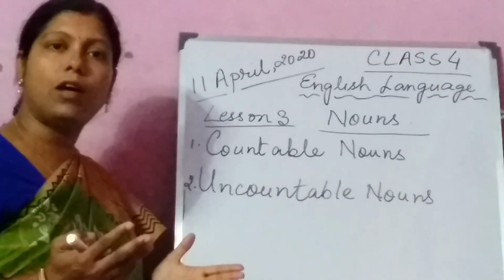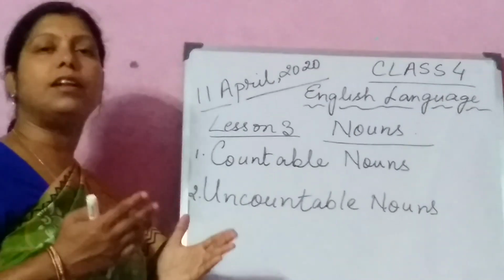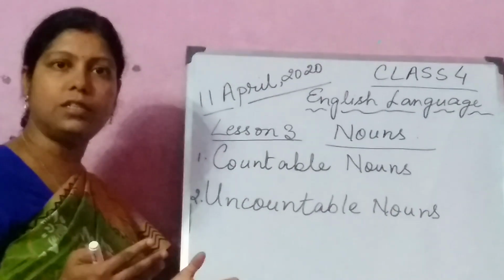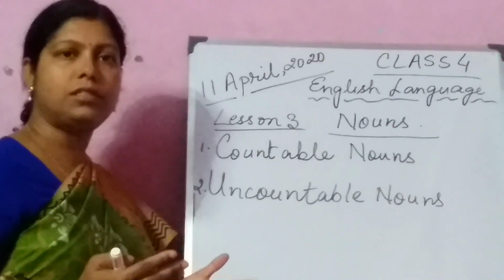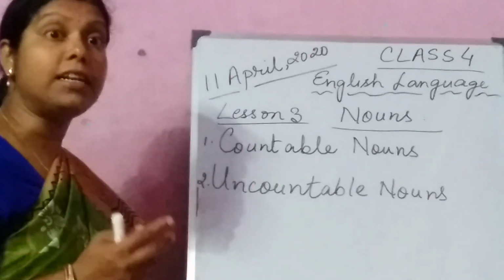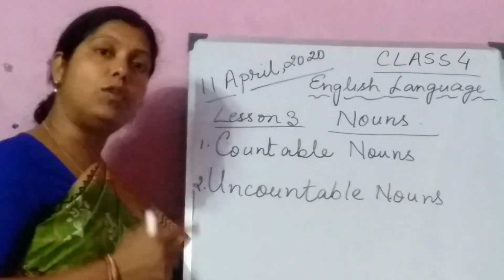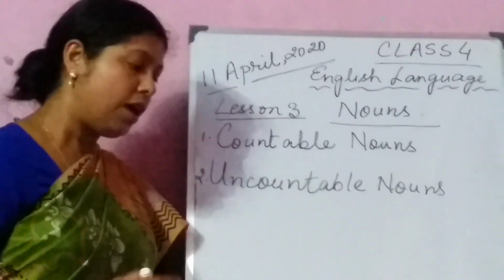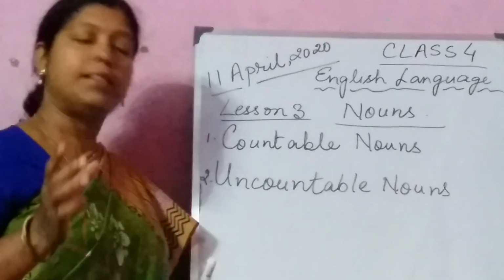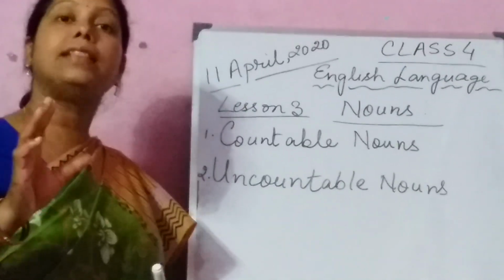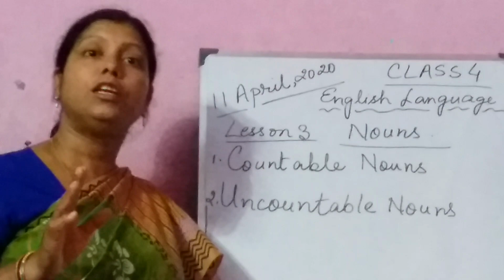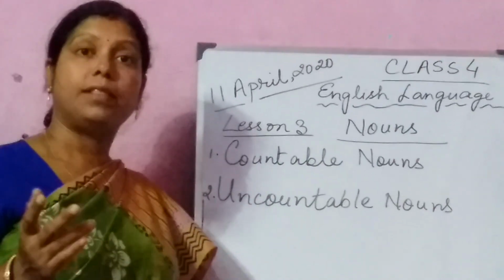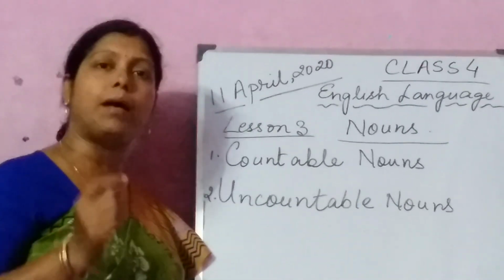Actually, what are nouns? Nouns are the names of persons, things or objects that you can count. They are known as countable nouns. Countable nouns are those that refer to something that can be counted using numbers.